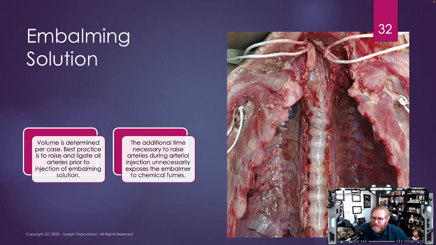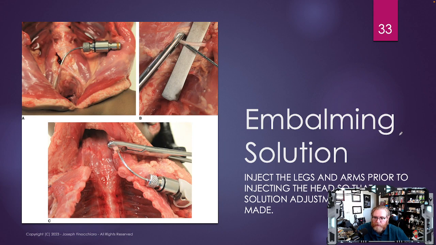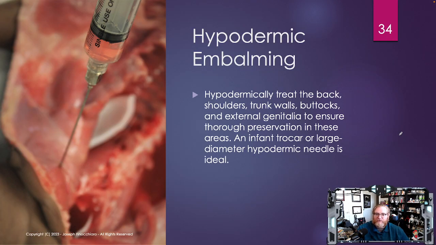The best practice is to raise and ligate all arteries prior to injection of embalming solution. The additional time necessary to raise arteries during arterial injection unnecessarily exposes the embalmer to chemical fumes. Inject the legs and arms prior to injecting the head so that solution adjustments can be made. Hypodermically treat the back, shoulders, trunk walls, buttocks, and external genitalia to ensure thorough preservation in these areas. An infant trocar or large diameter hypodermic needle is ideal.